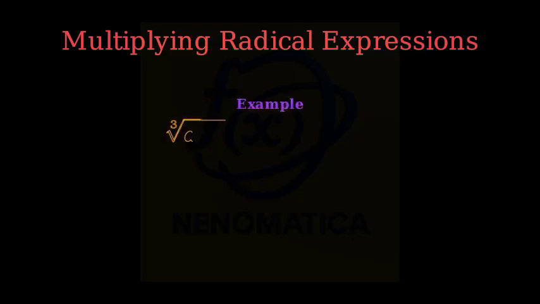Let's begin with our first example. Let's solve this step by step. First, we need to understand what we're trying to find, the product of three cube root expressions. For our first step, we can rewrite this as the cube root of the product of what's inside each radical. This is possible because all three expressions have the same index.